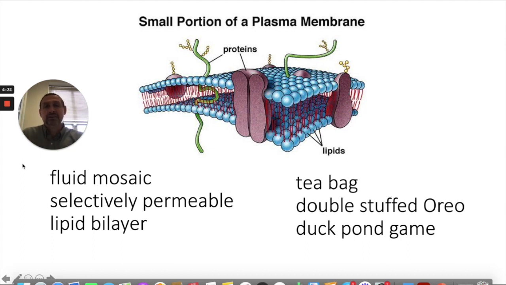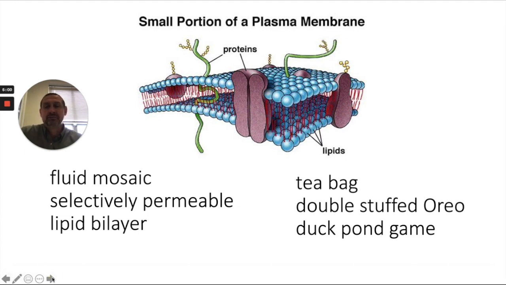Lipid bilayer tells us that there's two major layers of lipids. There's the phosphate across the top, and then the two prongs of the phospholipids, the lipid part, poking into the cell membrane like this. And that reminds us of a double-stuffed Oreo cookie. It has to be double-stuffed because the phosphates are like the cookie part, and then the two layers of the creamy filling are the lipid parts inside of that cell membrane.